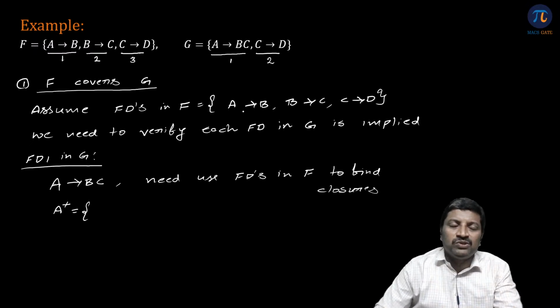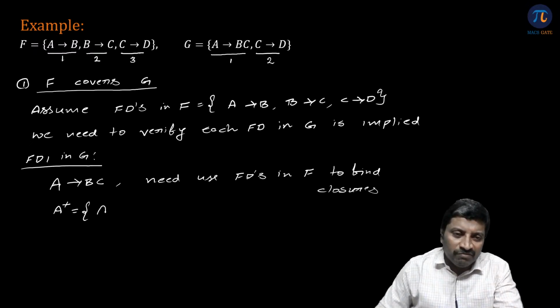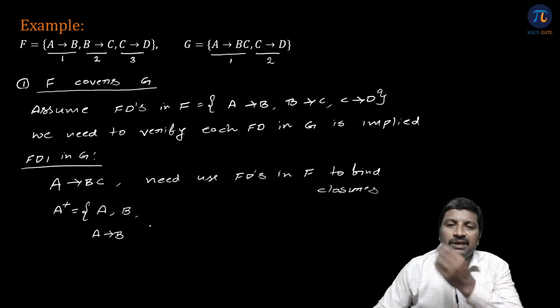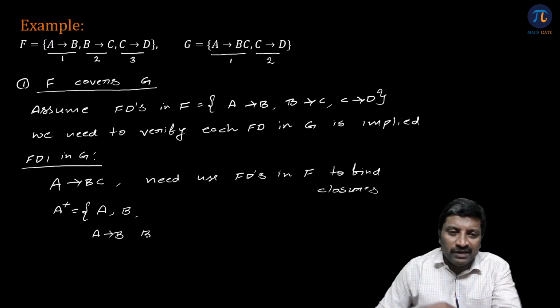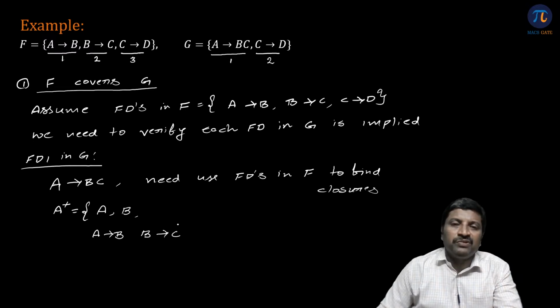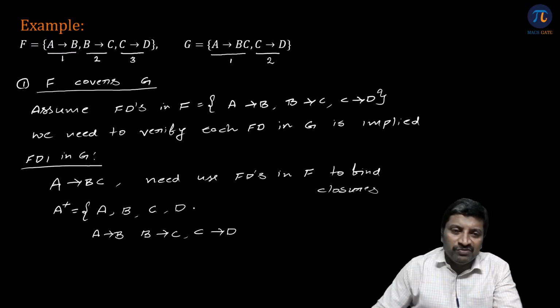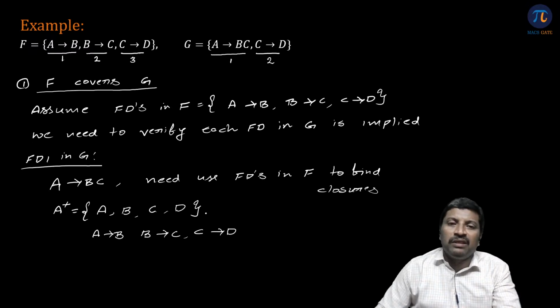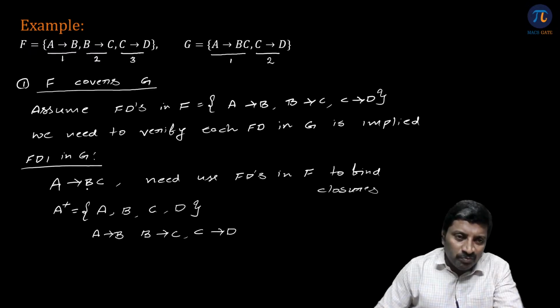What is A closure with respect to F? Of course, I can get A. Fine. Then I have a functional dependency A goes to B. That means we can get to B. Then with B, I can get functional dependency C. So I can get C. With C, I can get D. So that means with A, I can get all the attributes, but I need only BC.